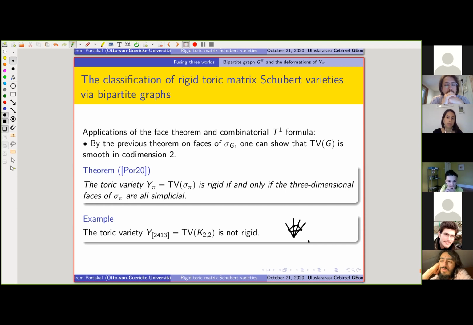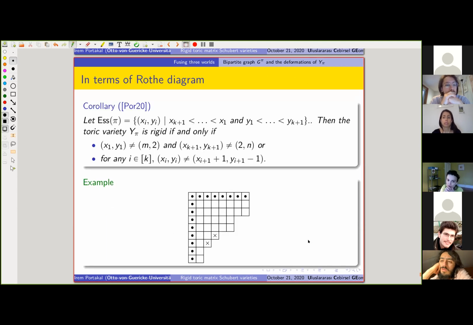And you can go back to the Rothe diagrams, translate this back, and see the rigidity on the Rothe diagrams. And this basically says that if you have a Rothe diagram like this, so let me recall what this was. These dots are L prime. So they form the shape of a hook.